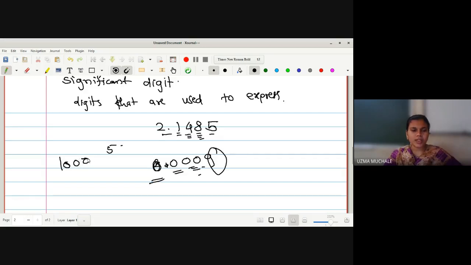So how many significant digits will it have? Because after 1 it is having the zeros. So how many significant digits will it have? 4 significant digits. In this case we have 5 significant digits. In this case we have only 1 significant digit. Or in this case you can say that we are having 2 significant digits.